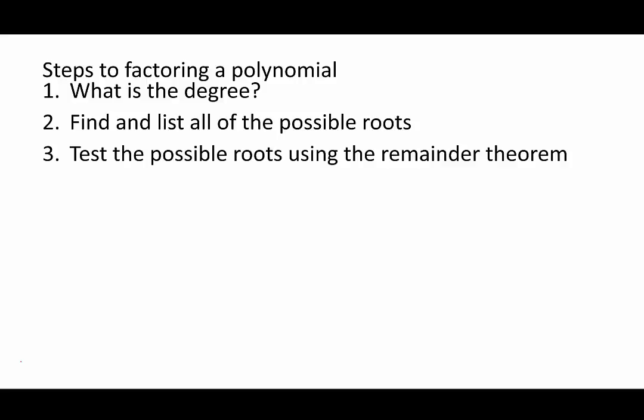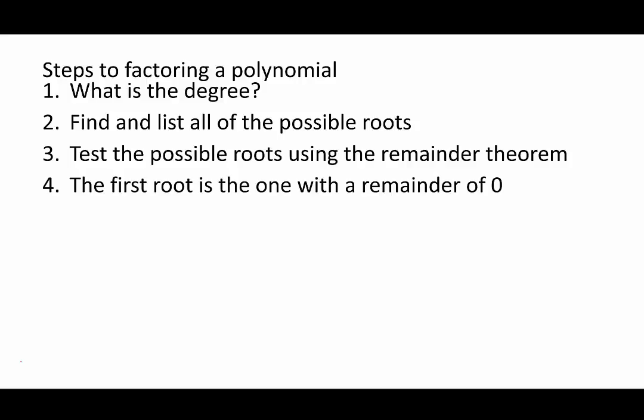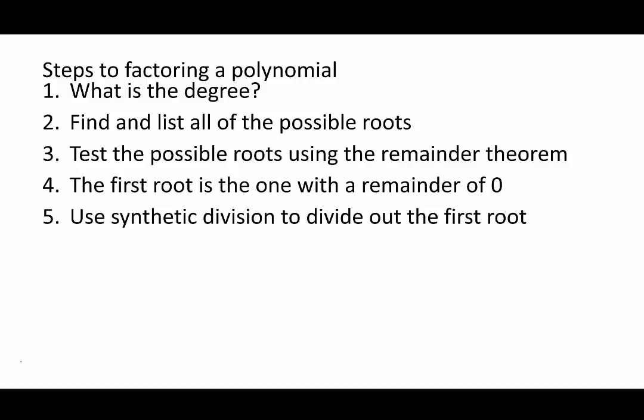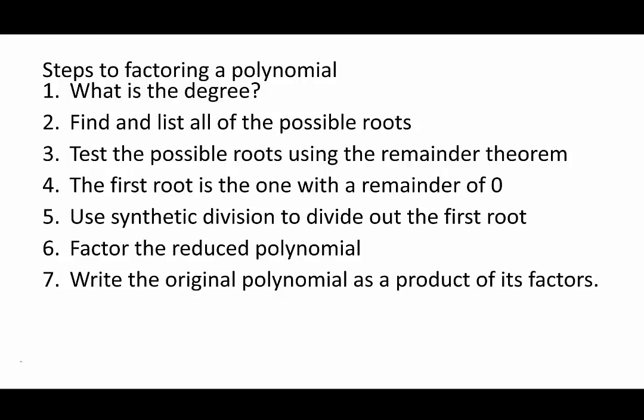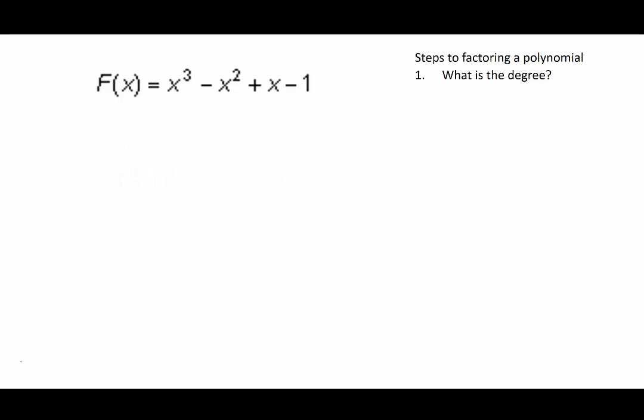Step 3, test the possible roots using the remainder theorem. Step 4, the first root is the one with the remainder 0. Step 5, use synthetic division to divide out the first root. Step 6, factor the reduced polynomial. And step 7, write the original polynomial as a product of its factors.